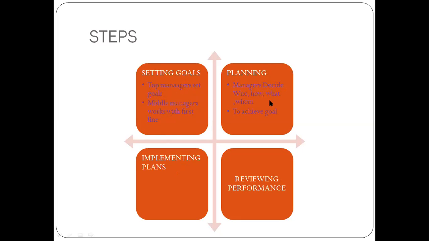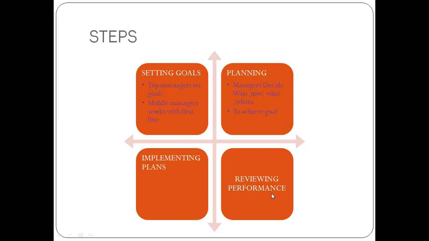What they will plan, they will decide who will do this, how they are going to work for this, what they will do, and whom will be doing. Okay, so they will be deciding regarding who, how, what, and whom, to achieve the goals which they have set at the first step. Next, whatever they have planned in this planning phase, all that will be implemented in the implementing plans they are working out. Then, after implementing, we will be moving on towards reviewing performance.